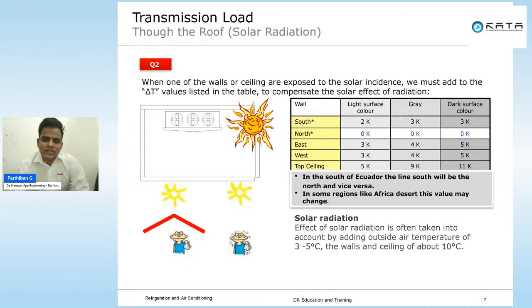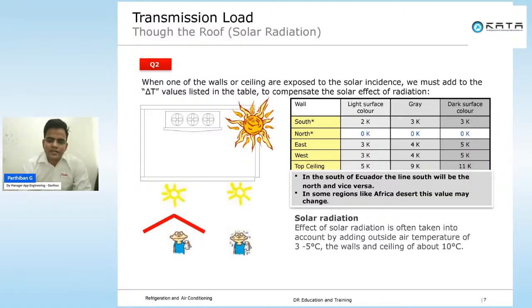For the roof, the values are very high because solar radiation will be very high on the roof. So that's why this data is very high. In the previous case, we calculated the delta T between 35 and 4, which is 31 degrees Celsius. Then you need to add this 2K or 3K to the delta T. So that will be the final delta T.